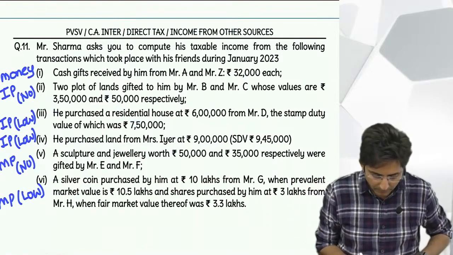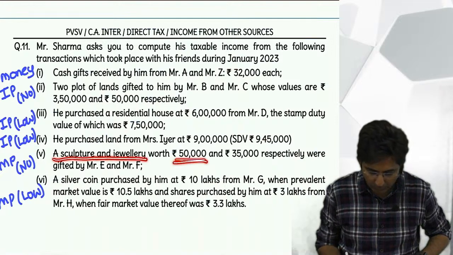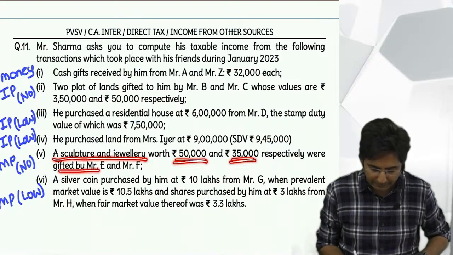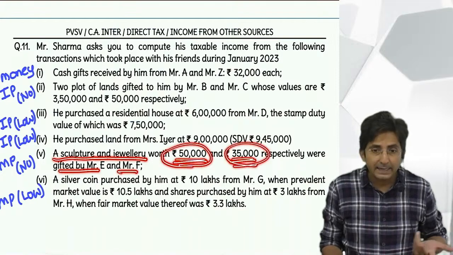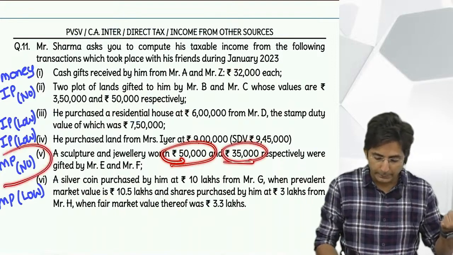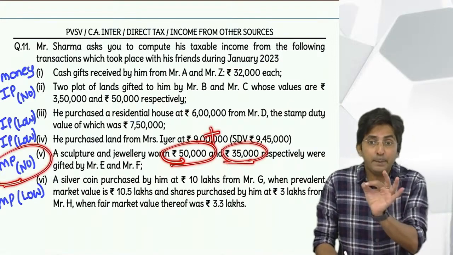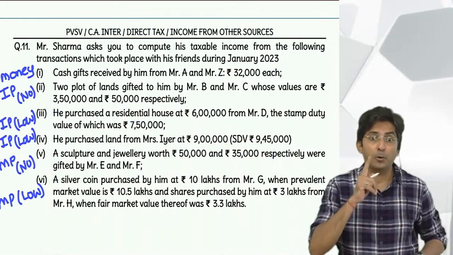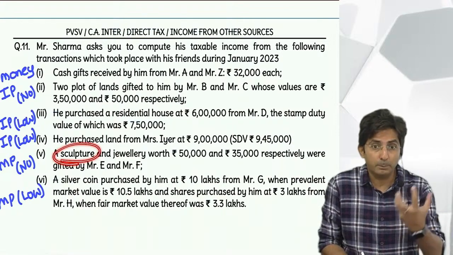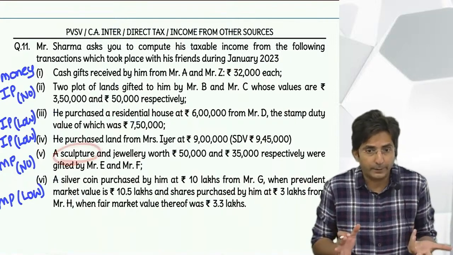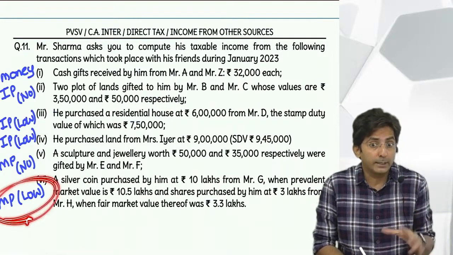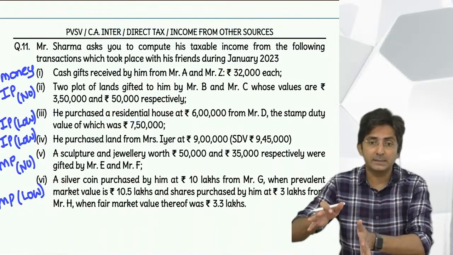So try this. A sculpture and jewelry worth 50,000 and 35,000 were gifted by E and F. Should I keep separate or aggregate? Aggregate. This is also no price, this is also no price. Both are no price, and all the no prices aggregate. In immovable property, we see separately, per property. But this is not immovable. A sculpture is a statue sculpted by a sculptor, and jewelry, these are movable property. So movable property you have to merge. Obviously I will not merge the last point, because the last point is movable for low price, and all low prices you have to aggregate separately.